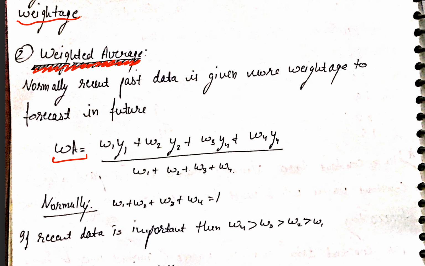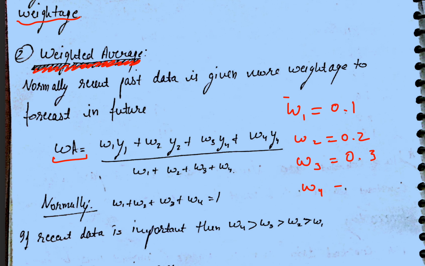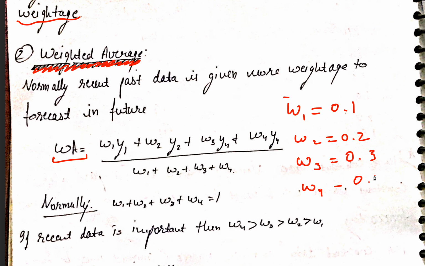What it means: let's say W1 is equal to 0.1, W2 is equal to 0.2, and W3 is equal to 0.3. Then W4 will be 0.4. If you sum all these, I get 1.